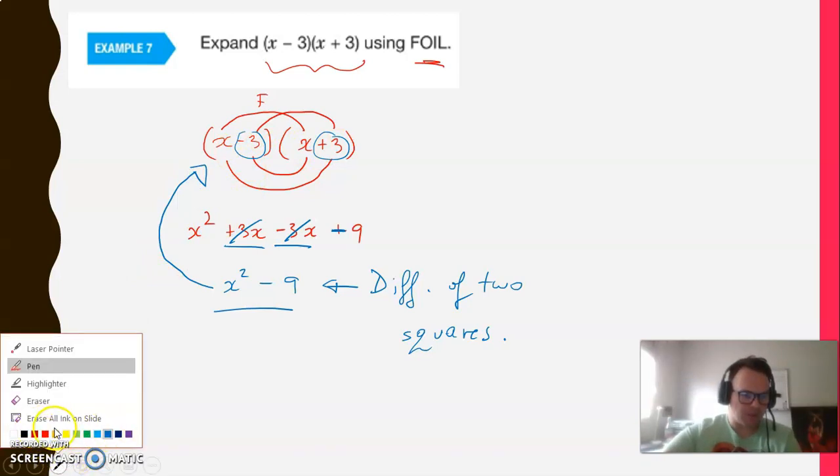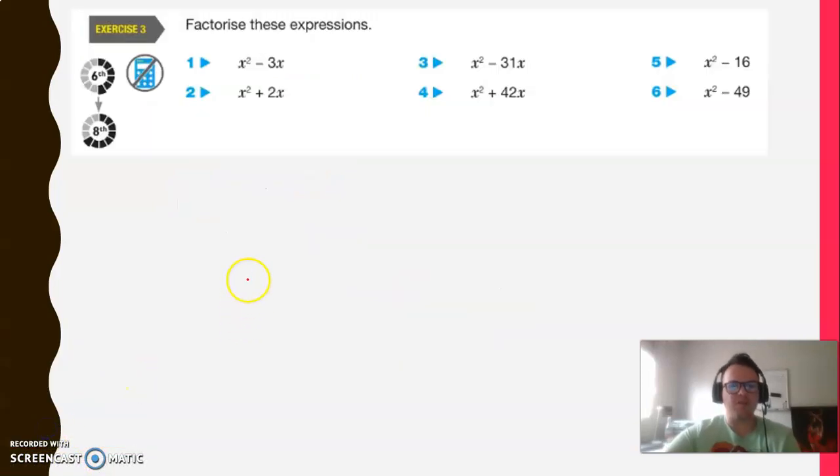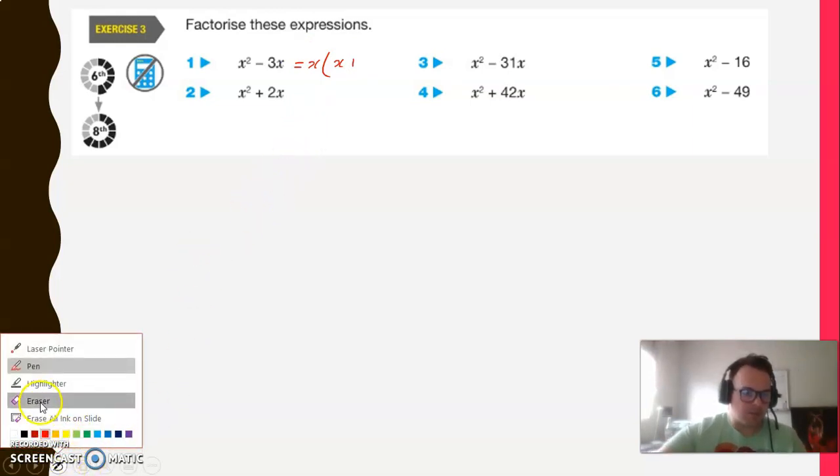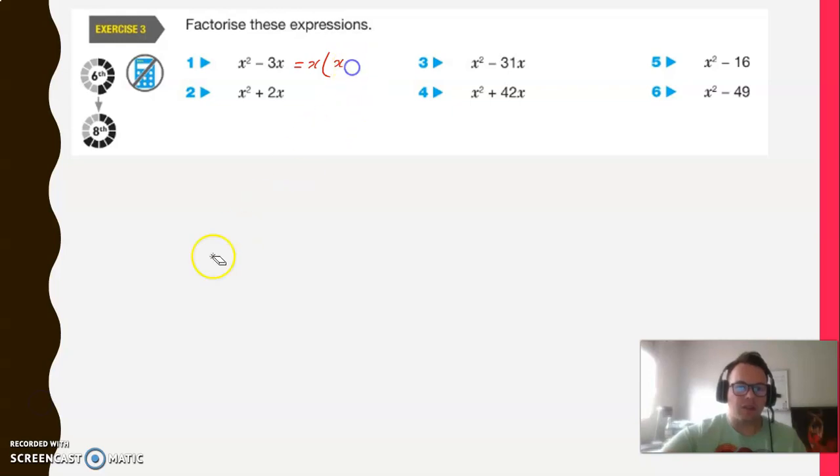So I have prepared some examples for you to do, so please pause the video and try them yourselves, and then just check your answers against mine. So the first one, the highest common factor here is x. That's what goes outside the bracket, so we end up with x minus 3.